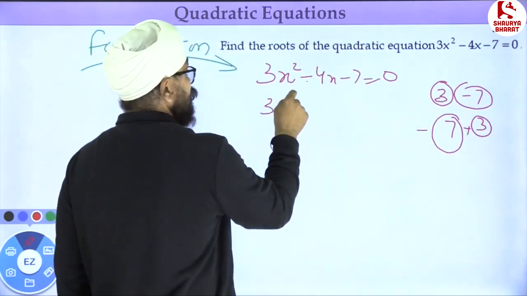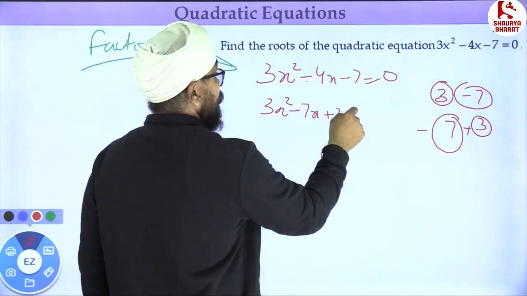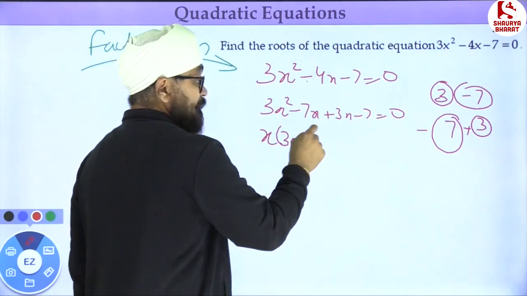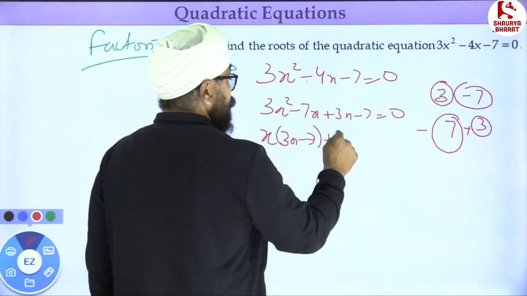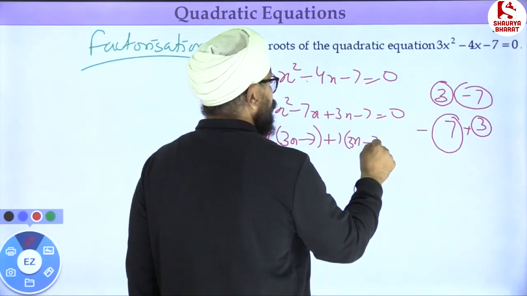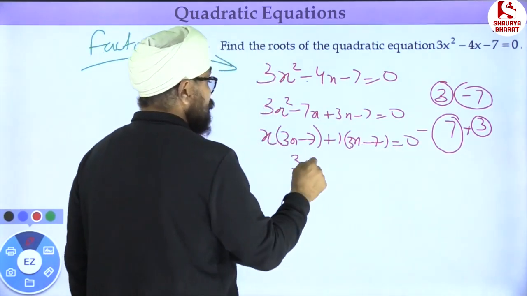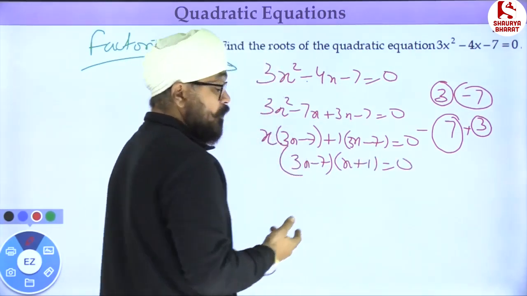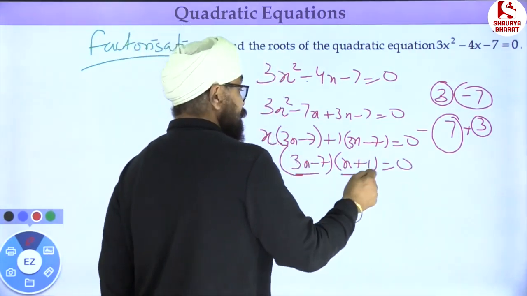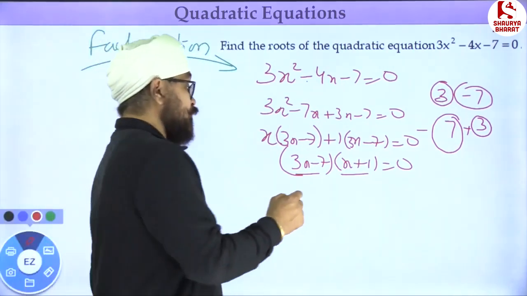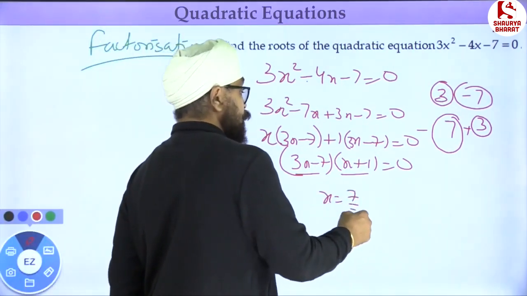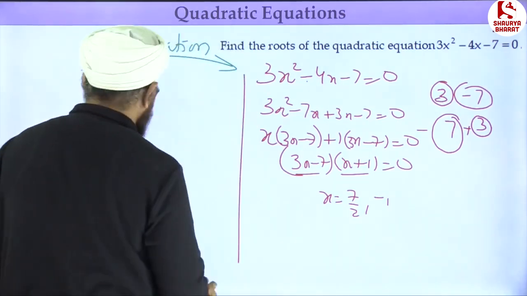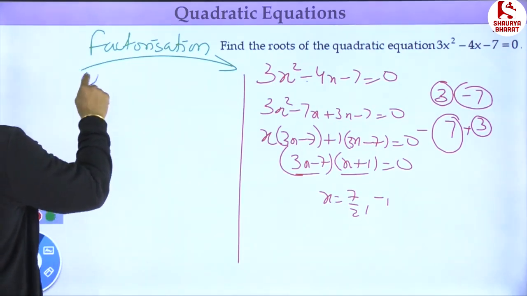So we have 3x square minus 7x plus 3x minus 7 equal to 0. Clearly, x is common in the first two terms, giving x(3x minus 7), and in the other two 1 is common, giving 1(3x minus 7). So we have (3x minus 7)(x plus 1) equal to 0. Keeping each factor equal to 0, we get x equal to 7 upon 3 and minus 1. So this is one method. The other method that we have is the quadratic formula.